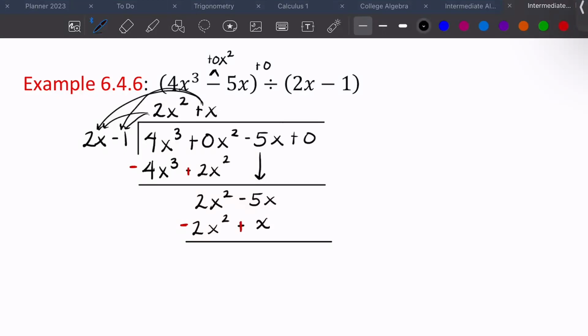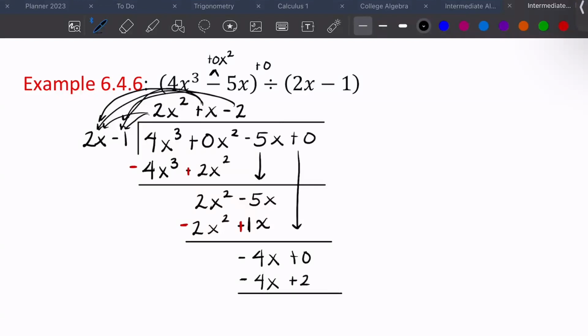Plus, so we get negative 4x. If it helps you to put a 1 right there, you can do that. Negative 4x, and then we're going to bring down our 0. So we have 2x, and we need it to say negative 4x, so we multiply by -2. And draw our arrows and get negative 4x. So now they match, that's good. Plus 2, go in, change our signs. That gives us 0, that's what we want. And we're left with -2 as our remainder.